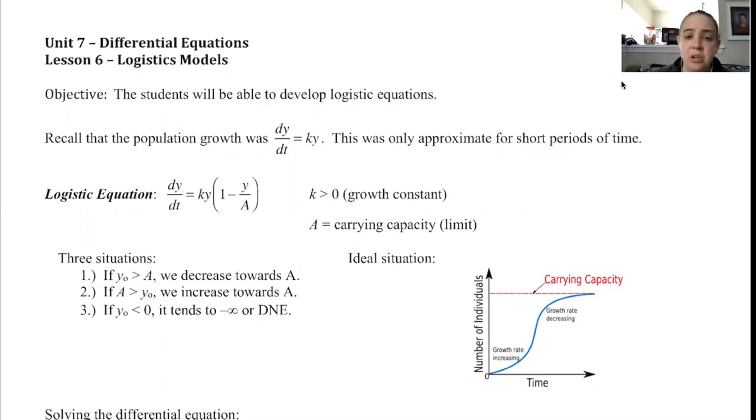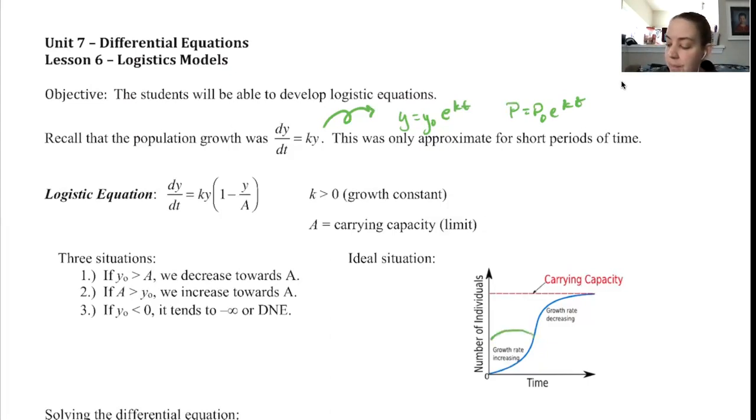Recall that population growth was dy/dx equals ky. This is only approximate for short periods of time. And if you recall from yesterday's lesson, this is the one that will turn into y equals y sub 0 e to the kt, or P equals P sub 0 e to the kt, your PERT formula from pre-calculus. So that's what that one turns into. But that's only true for little bits of time.